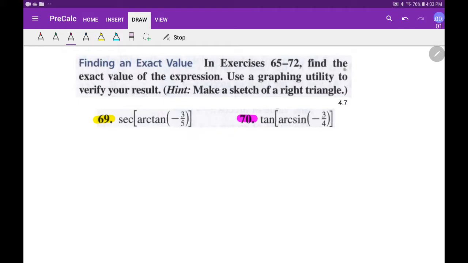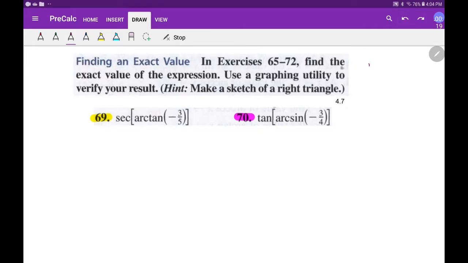Okay, the last one for today. I marked this one as purple for me, and yours is in yellow. So when I look at arcsine, I think, oh, I'm looking for an angle, and then I'm going to use that angle with tangent, okay?